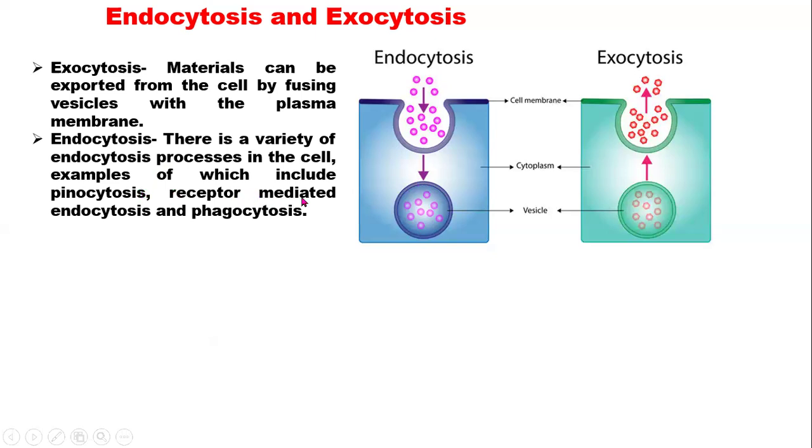You can have receptor-mediated endocytosis, whereby the molecules that are going to be inside the cell have to attach themselves to receptors on the cell membrane before they are transported inside. And we have another one which is called phagocytosis, which is carried out by phagocytes, which are special white blood cells that engulf bacteria or foreign substances that need to be degraded by the cell. So you have that process of phagocytosis.